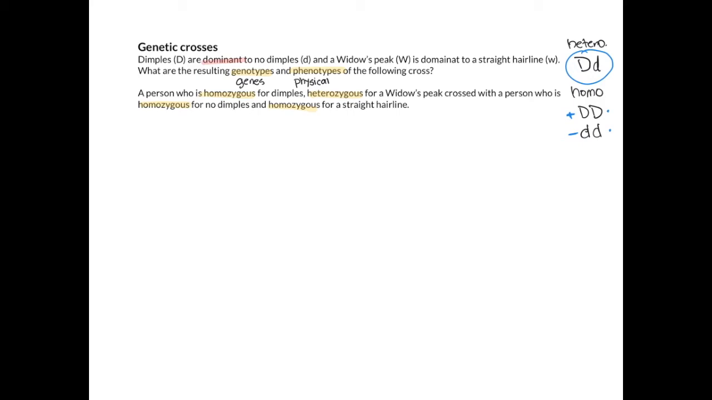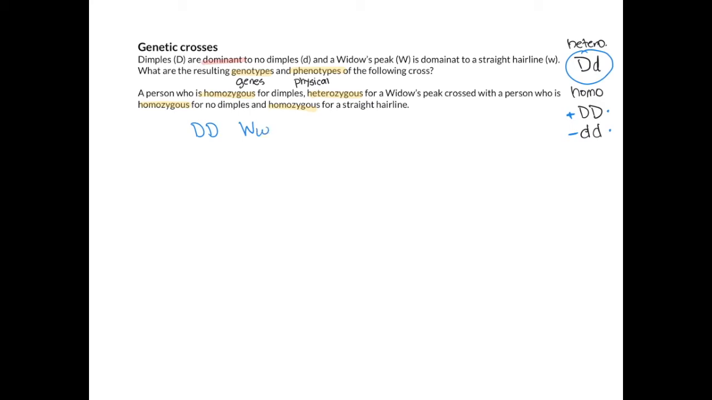Alright, so now let's start working on the problem. Let's first start by assigning what kind of genotype each person has. Okay, so let's look at the first person. They're homozygous for dimples. Well, if they're homozygous and they have dimples, then they must be two uppercase D's. They're heterozygous for a widow's peak. There's only one way we can write someone who's heterozygous, an upper and a lower. Okay, that's the first person.